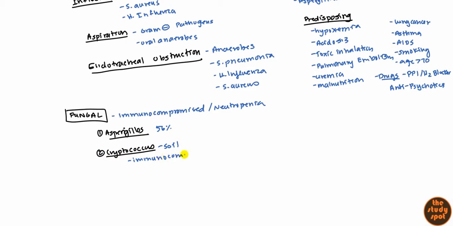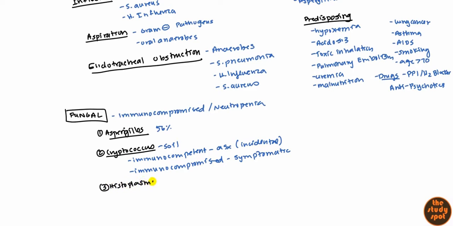Now, in an immunocompetent patient, it's generally going to be asymptomatic, and you just find it as an incidental finding on X-ray. However, in an immunocompromised patient, it tends to be very symptomatic. So again, immunocompromised generally has all these.